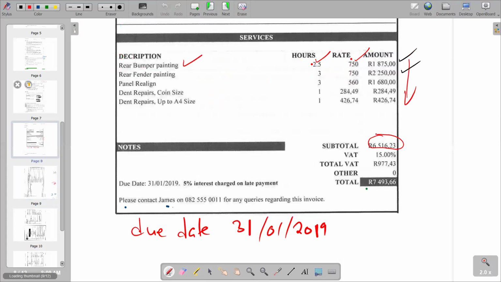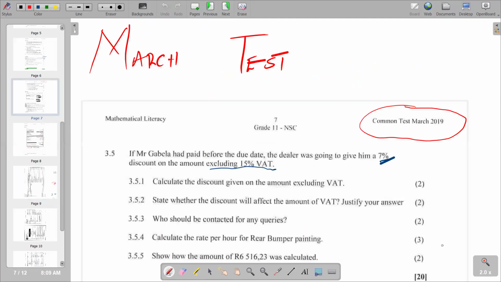And see that this is the last question that we have there, or total marks that we have on question 3, 20 marks.